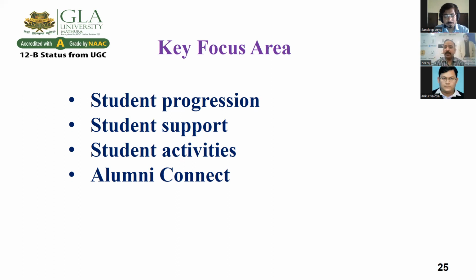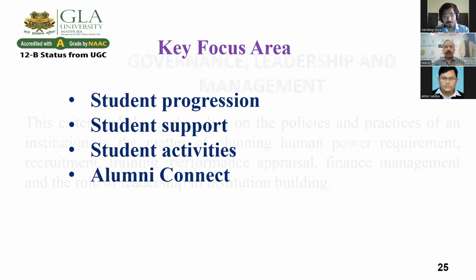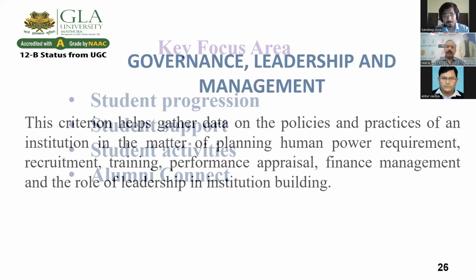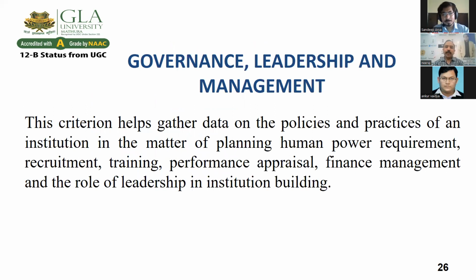So these are the key focus areas of criteria 5. The next criteria is criteria 6. As I talked about earlier, criteria 6 and 7 are majorly about the governance, leadership, and administration of the HEI. And one more thing I wish to convey: majorly qualitative metrics are included in criteria 6 and 7.